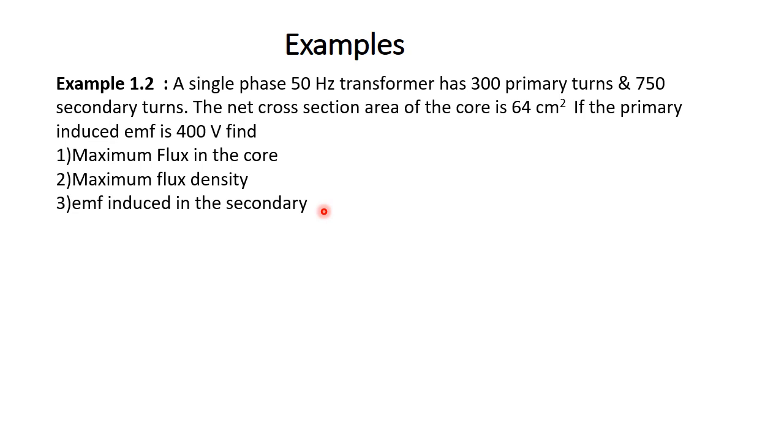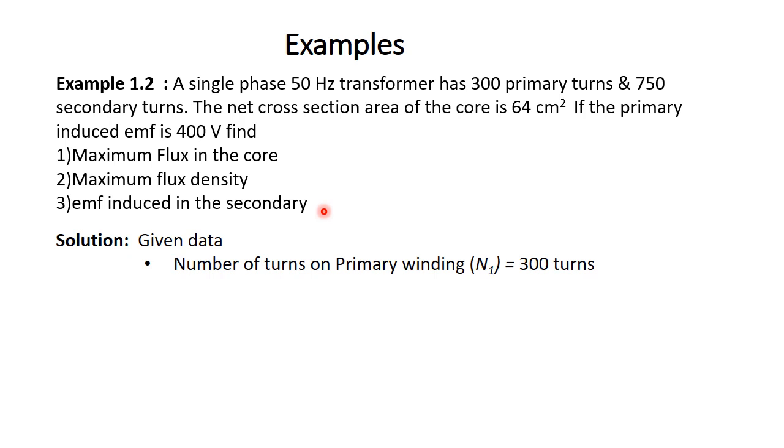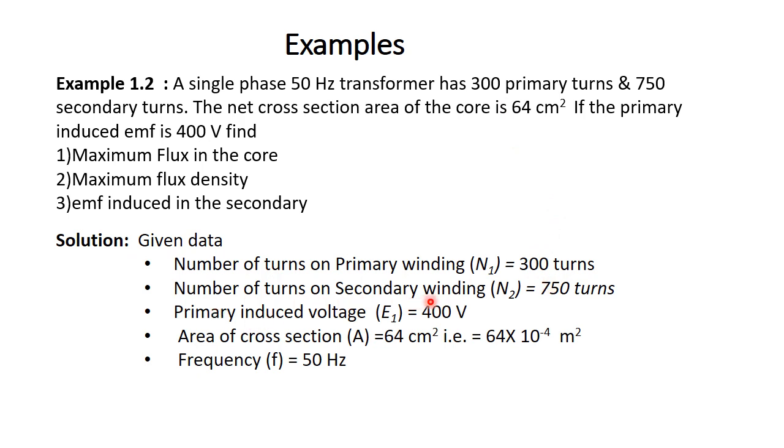Let's see what is given. Number of turns on primary winding is given, N1 300 turns. Number of turns on secondary winding, N2 750 turns. Primary induced voltage or EMF is E1 equals 400 volt. Area of cross section is 64 centimeter square, that is 64 into 10 raised to minus 4 meter square. Frequency is 50 Hz.